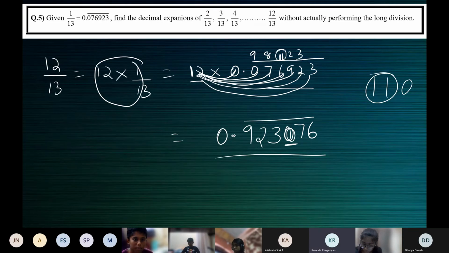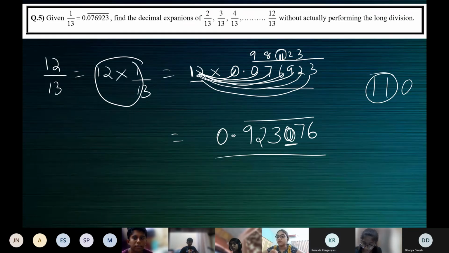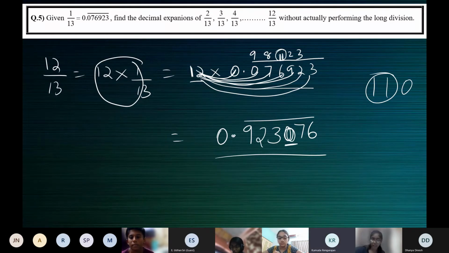There are so many little things like this in this chapter, number systems. So simple things, when you do it now in the class, then for homework you should register it. Even if you don't revise this, you should be able to do it correctly and get full marks in the exam. Children, I have done only 3. I did 2 by 13, 7 by 13, and 12 by 13. You should complete the remaining.